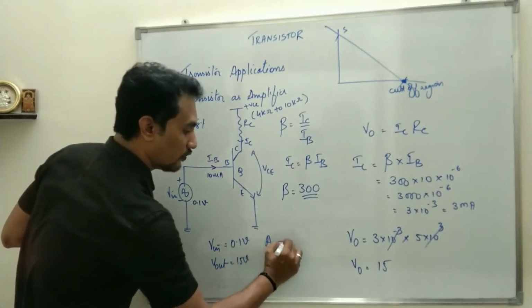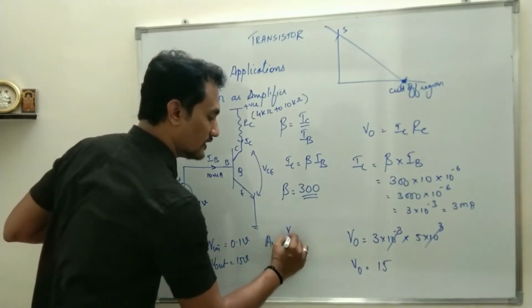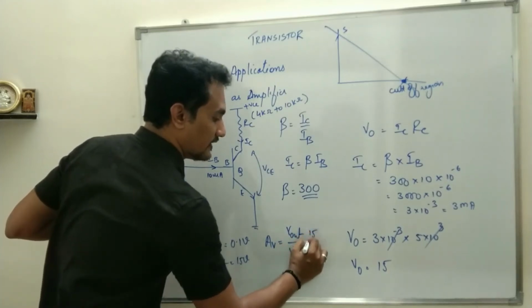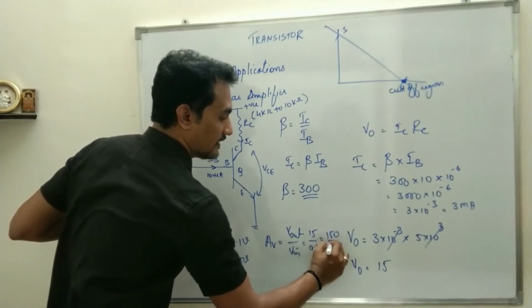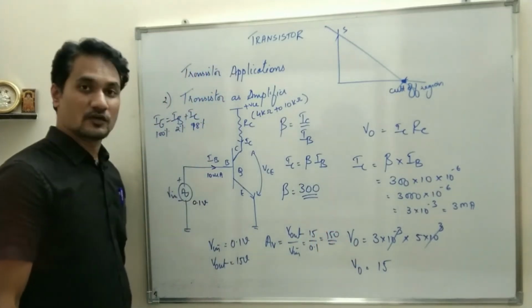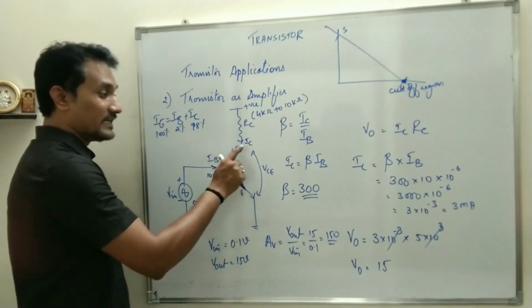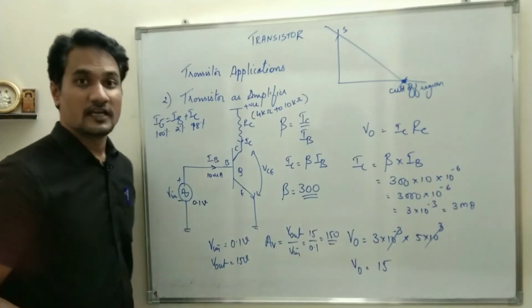So what will be the voltage gain? Voltage gain is always output divided by input. So Vout divided by Vin, 15 upon 0.1, which comes out to be 150. That means the output has been increased 150 times with respect to the input voltage.